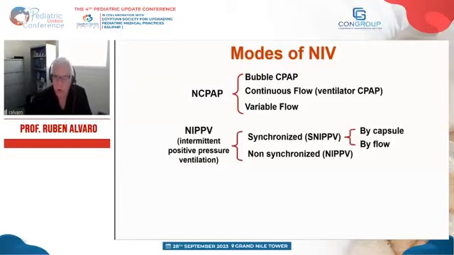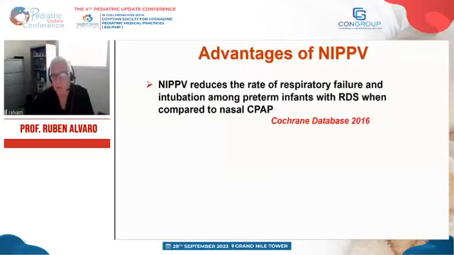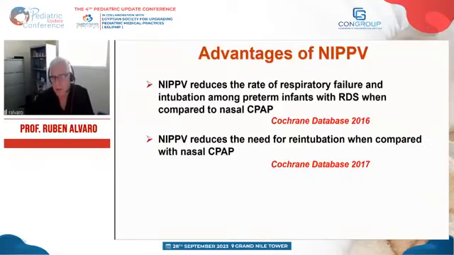Now, what we know about how effective this non-invasive ventilation is in terms of studies: NIPPV reduces the rate of respiratory failure and intubation among preterm infants with RDS when compared to nasal CPAP. That was a meta-analysis done in the Cochrane database in 2016. Another Cochrane study done in 2017 showed that NIPPV reduces the need for reintubation when compared to nasal CPAP. So decreased rate of respiratory failure and decreased need for reintubation.